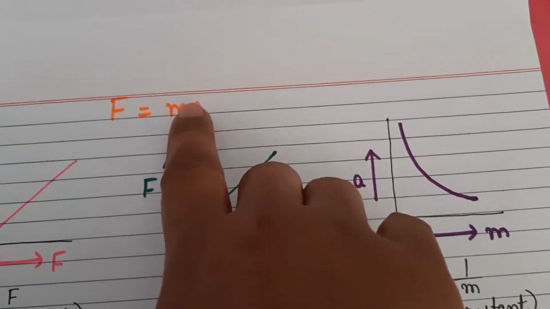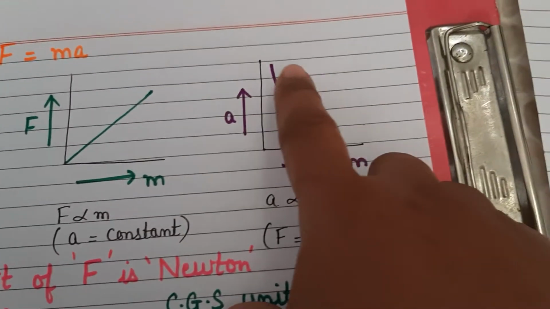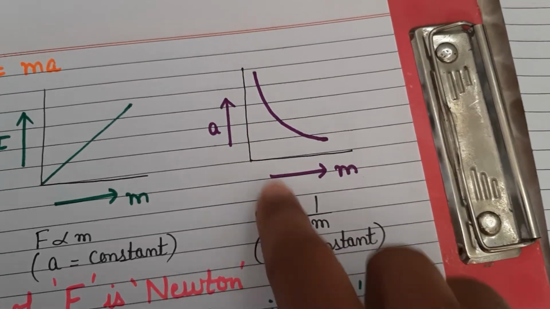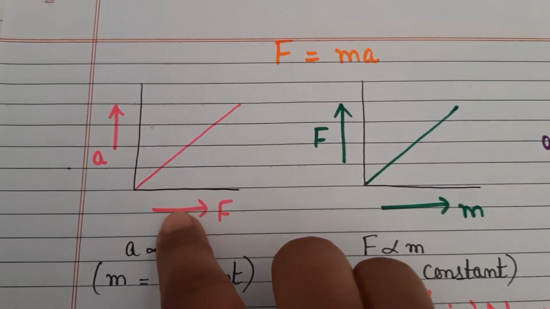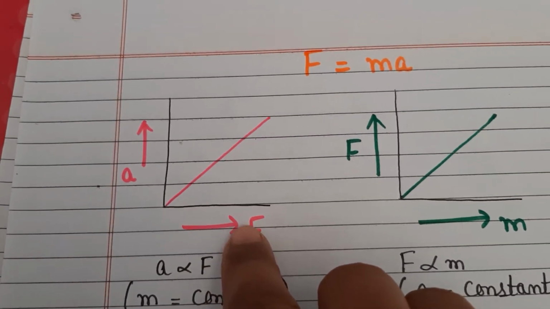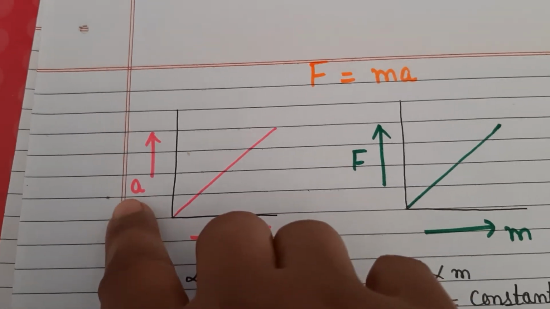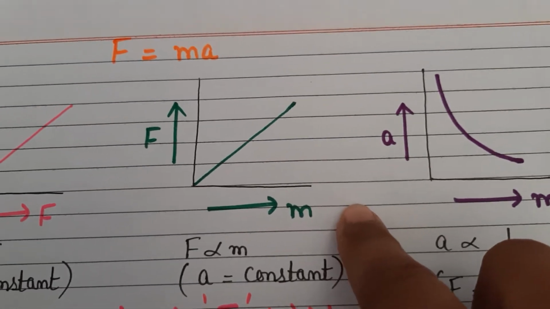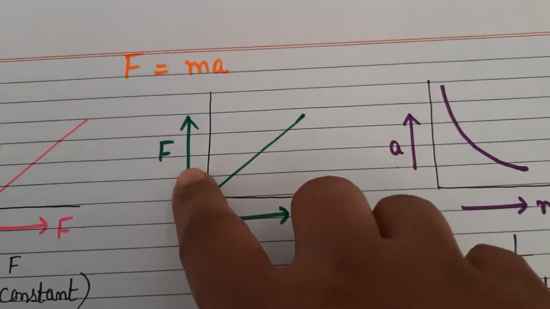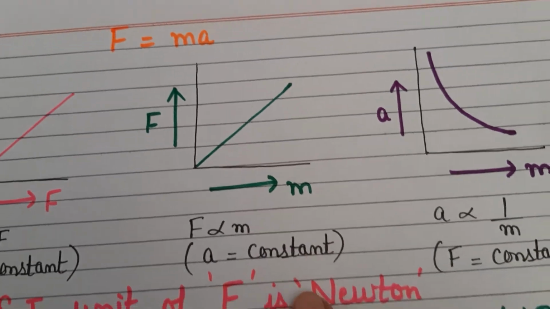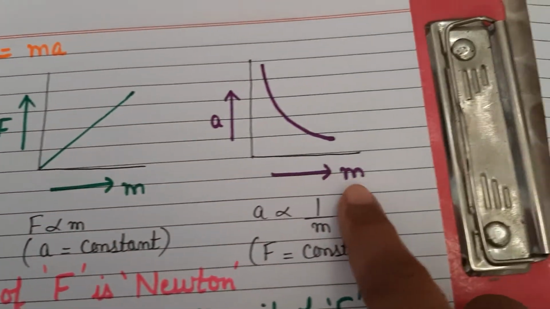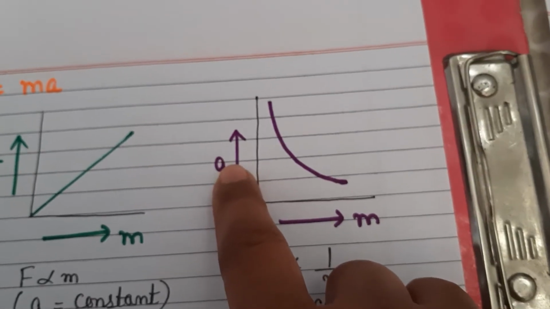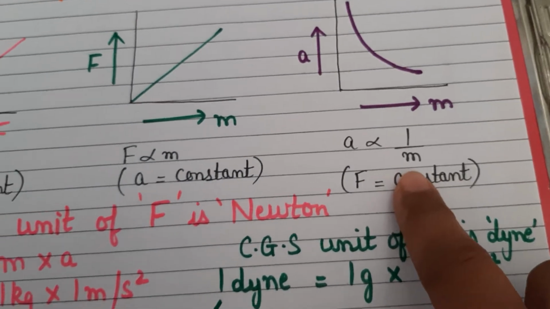It is plotted between mass and acceleration, and it is inversely proportional, and F remains constant. Now, let us look at the first one. We have studied that when the force applied is greater, the acceleration of the body will be greater. So, therefore, it is directly proportional. In this case, when the mass of the body is greater, the force required to be applied on the body should be greater. So, again, it is directly proportional. But in the third case, when the mass of the body is greater, the acceleration produced will be less. So, therefore, it is inversely proportional.